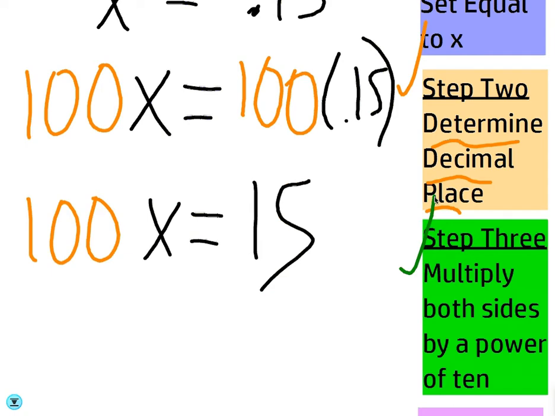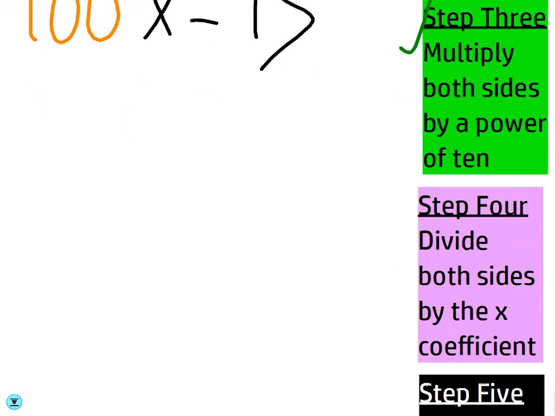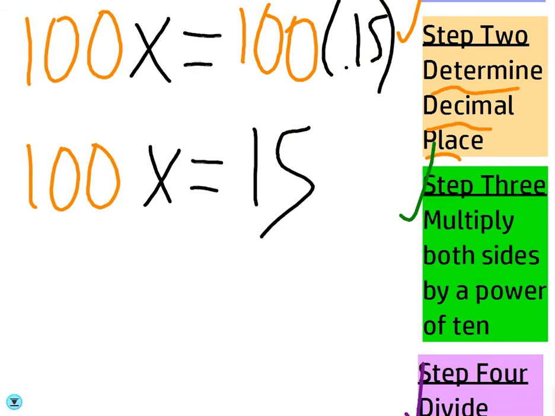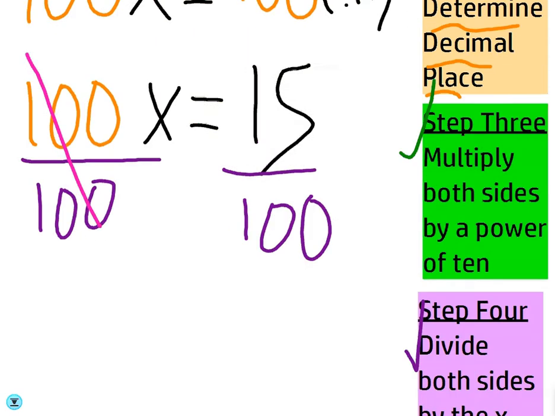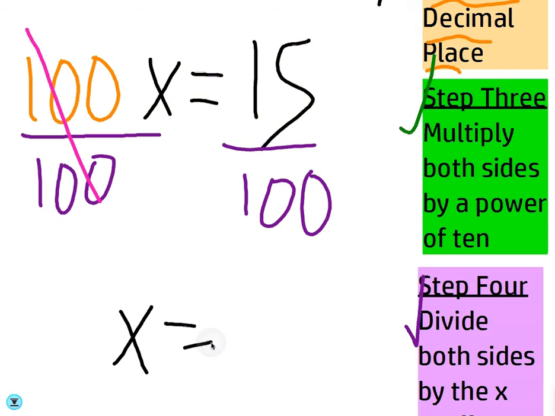And now we just have a very simple algebra problem. Does anybody know how to get x by itself at this point? Divide, yeah. So for step 4, we're going to divide both sides by the coefficient of x. The coefficient means the number in front of the x. So in this case, it's 100. Now, why do we divide by 100? Because it cancels out. The 100 on the left are going to cancel. And we get x is equal to 15 over 100.